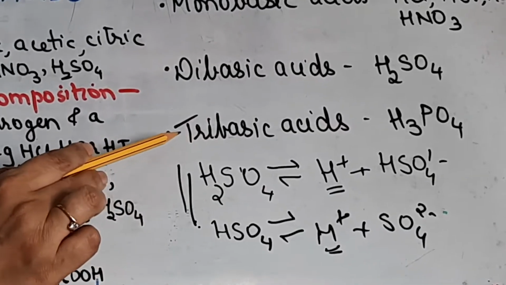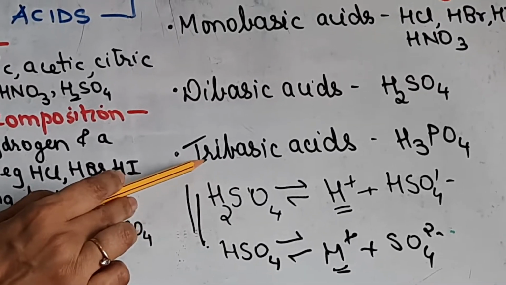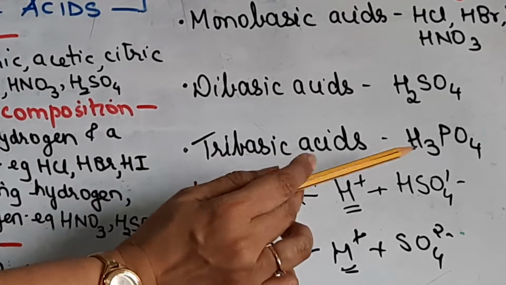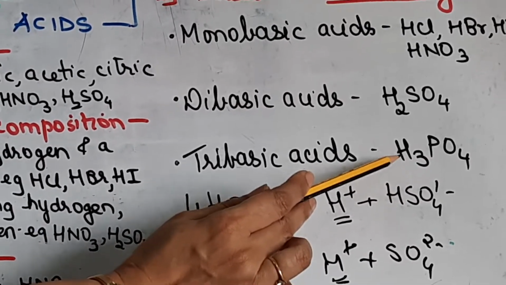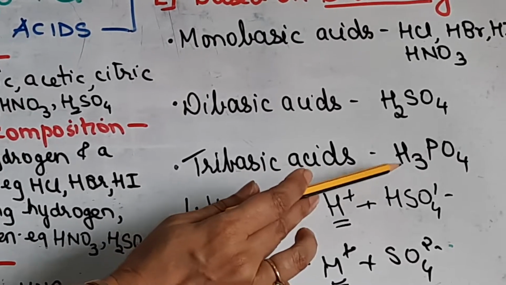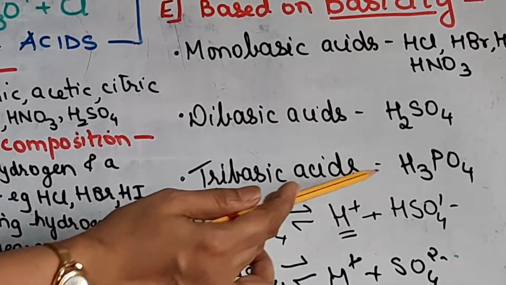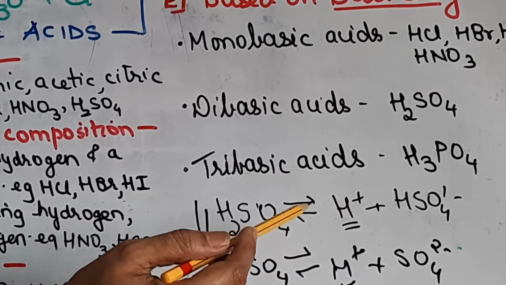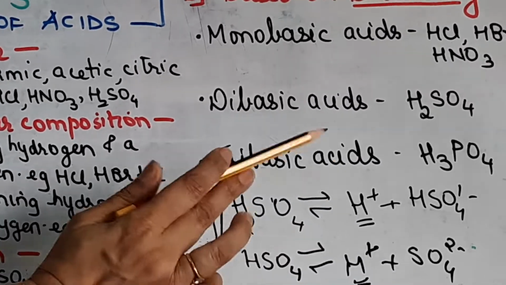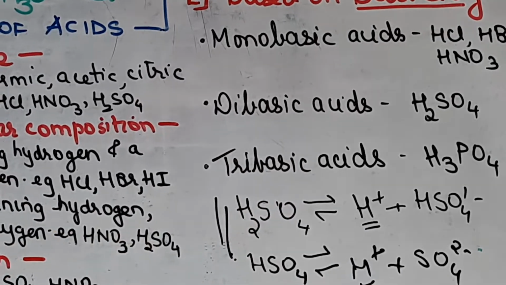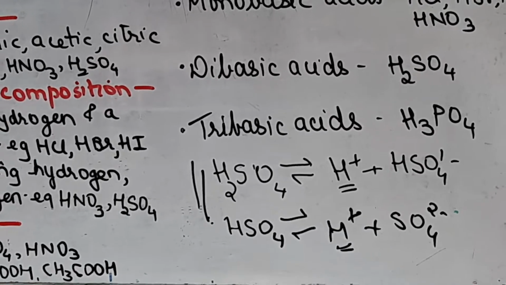Then third are the tribasic acids. Tri means 3. Per molecule of the acid it will form 3 hydrogen ions, so it dissociates in 3 steps, and every time one H plus ion is formed. Tribasic acids are phosphoric acid, or phosphorous acid, H3PO3. Clear? So based on basicity, concentration, strength, molecular composition and source, we have seen 5 different types of classification.